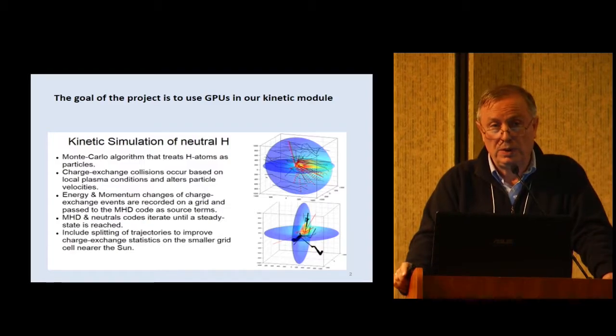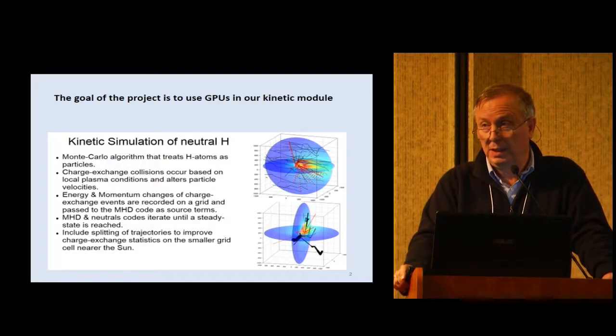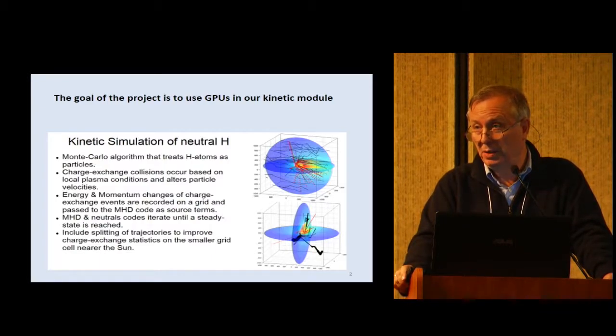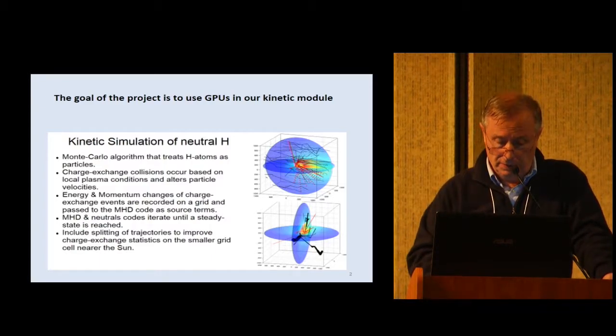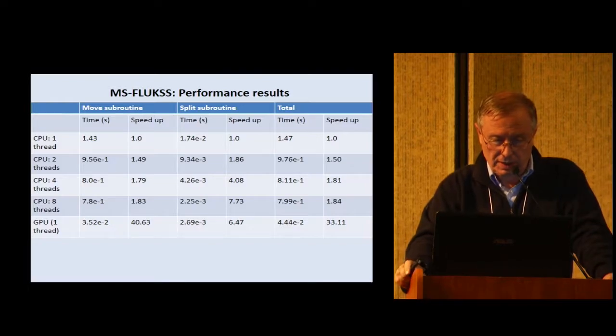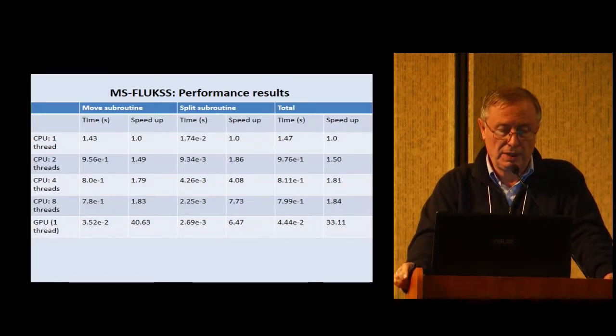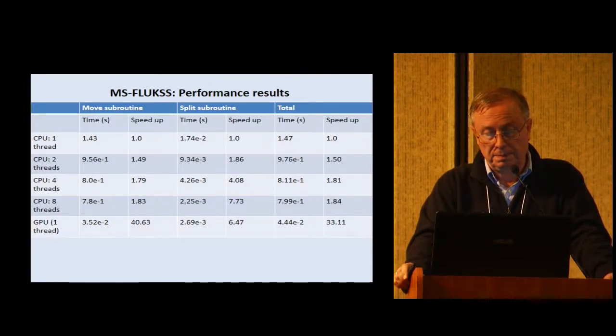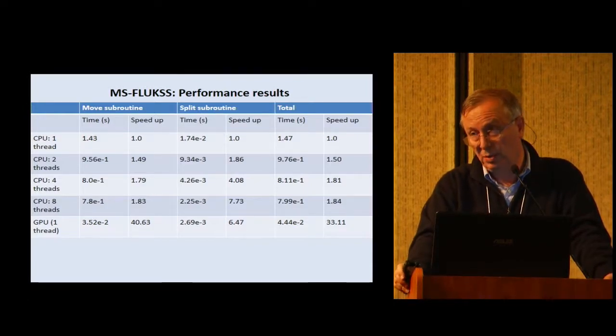Since the kinetic module takes a longer time for simulation, we decided to optimize it by using GPUs. This was the essence of our collaboration. I will show you here the performance results. For the CPU simulations, we use an OpenMP hybrid parallelization strategy. Within the node, it's OpenMP, but among the nodes, it's MPI.